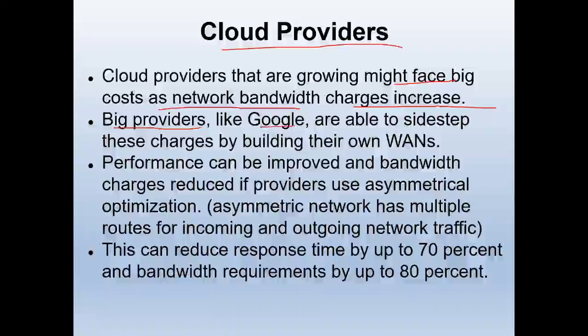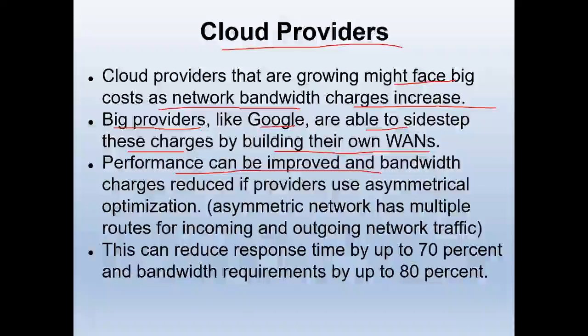Big providers like Google are able to sidestep these charges by building their own WANs. Google and many big organizations have their own private WANs, so they can afford this and they are secure. They are providing secure Google cloud services.